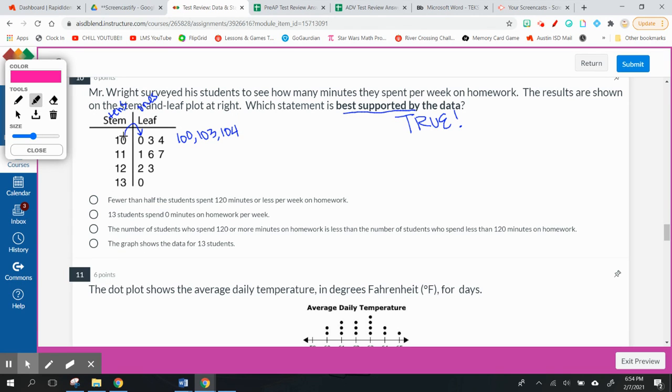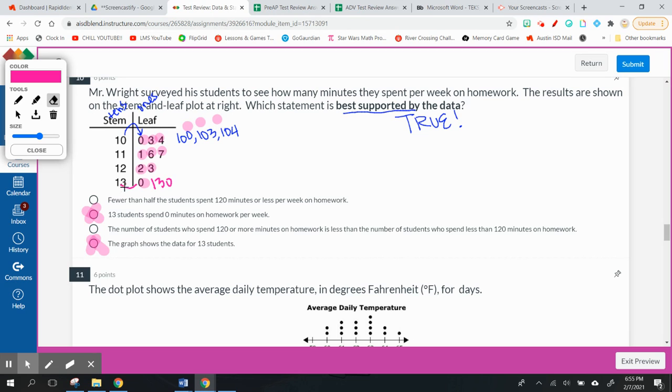Remember, our stem is just a way for us to organize our data. Our leaves represent the people, right? We had 3 leaves because that represented 3 students. So 1, 2, 3, 4, 5, 6, 7, 8, 9. Well, that's 9 people, not 13. So that is out. No go. 13 students spend 0 minutes on homework per week. Did anybody spend 0 minutes on homework? We just decided that there are only 9 students even listed on this, so there's no way that 13 spend it. What this 13 right here represents is 130 minutes.